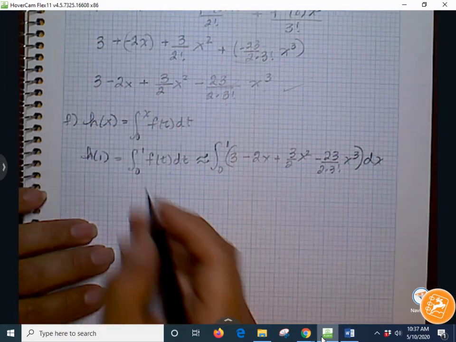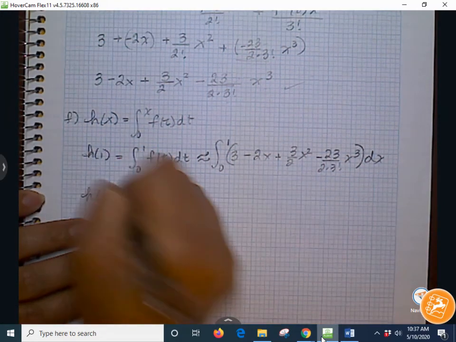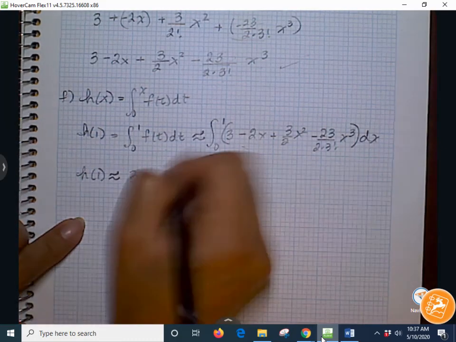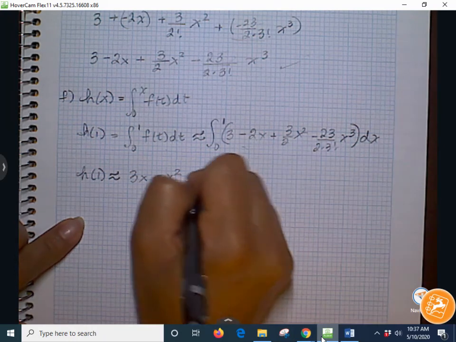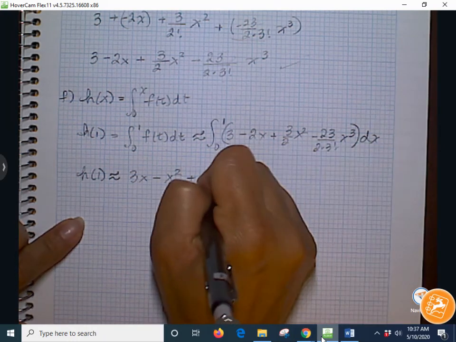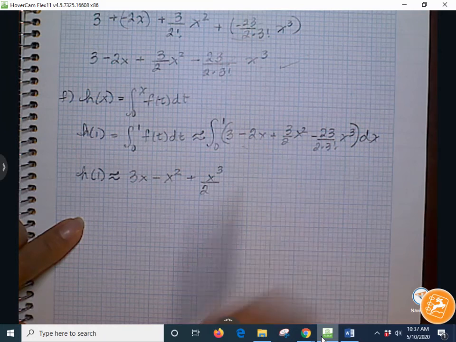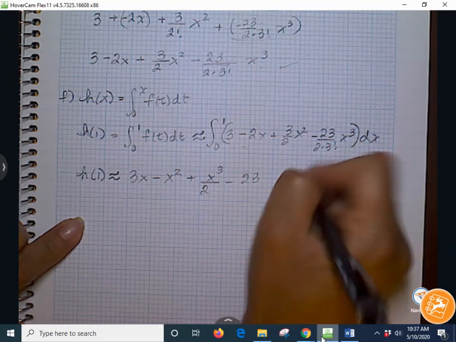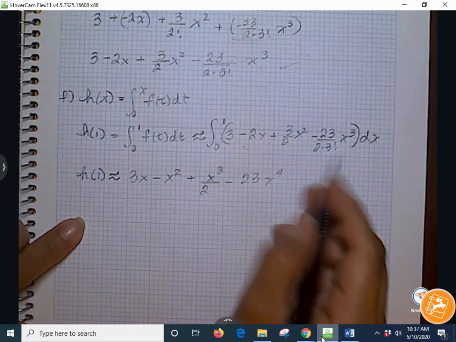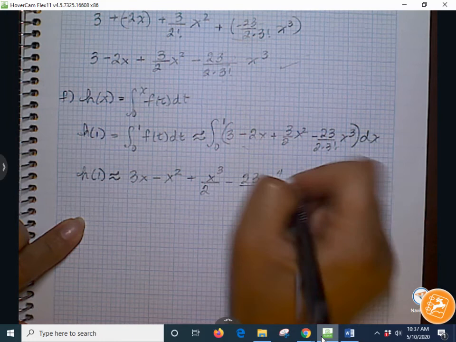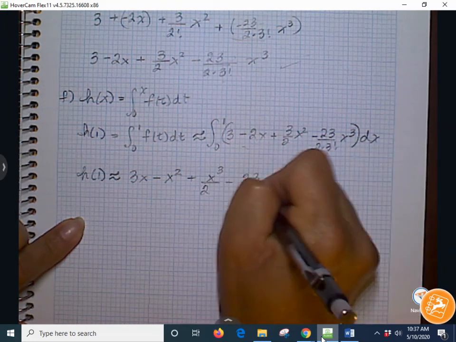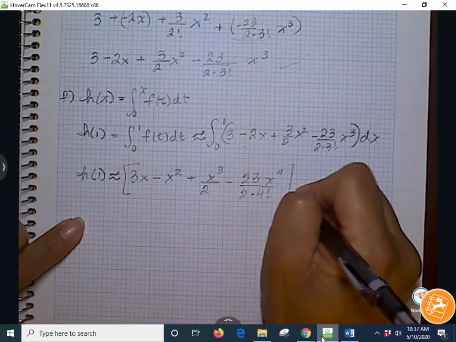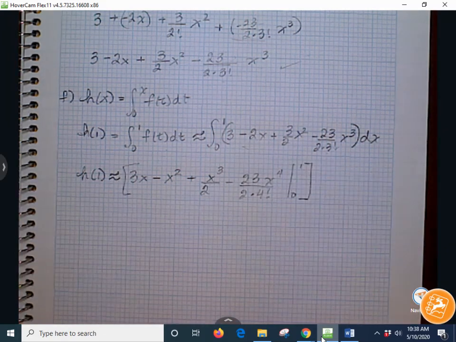All right, so then that means h of 1 is approximately equal to, well, let's integrate this. So this is going to be 3x minus x squared plus x cubed over 2, because I'm just doing the power rule, minus 23 x to the fourth over 4, so that's going to be adding on another 4 there, so I'll make it 4 factorial, from 0 to 1, okay?